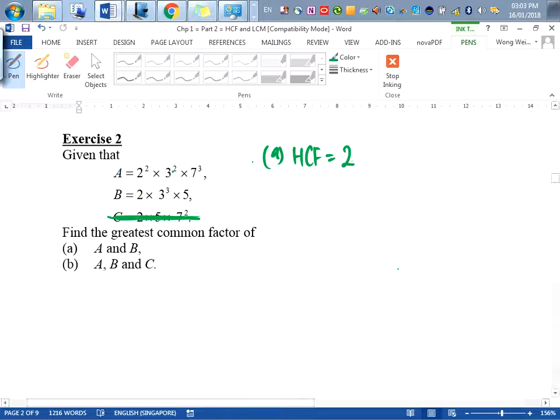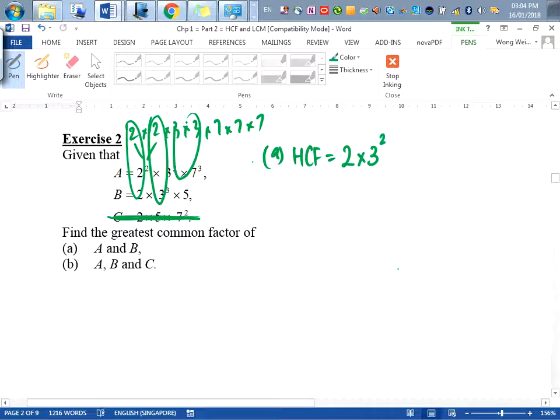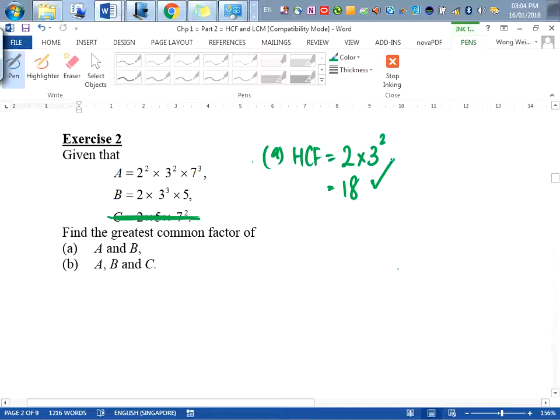Let's concentrate on the 3s now. How many common 3s are there? There are 2 of them, right? So I'll multiply this by 3 squared. Because those are the common ones. If you still need more practice, you can go and expand it out. It'll be 2 times 2, times 3, times 3, times 7, times 7, times 7. And then you go and group them accordingly. But I am telling you that you have to learn how to do it just by looking. So 2 times 3 squared. That is common. Any more common factors? No. That's it really. So easy, right? 9 times 2 is 18. Put a tick. You got it right.